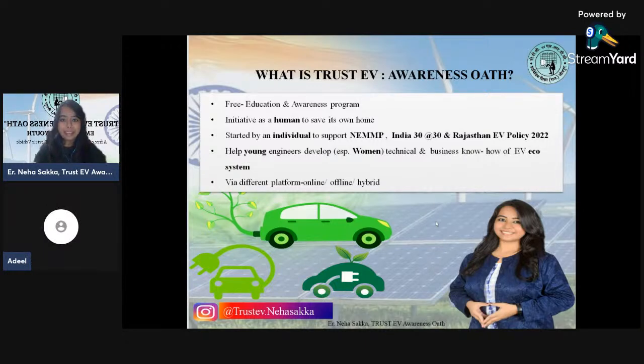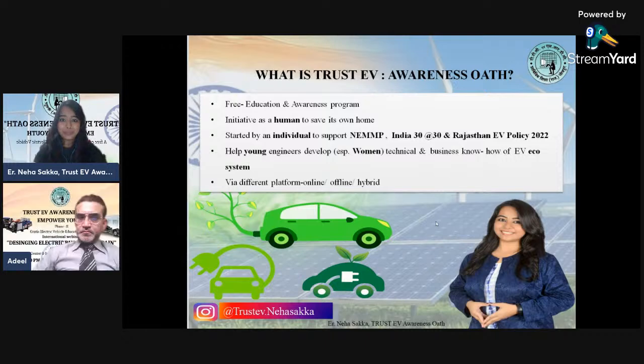The reason behind starting this free awareness program is to promote the adoption of electric vehicles and help India achieve its dream of India 30 at 30, that is, having 30% electric vehicles on the roads by 2030. Also, it is helping Rajasthan EV Policy 2022, which incorporates mass adoption of electric vehicles. This is to help young engineers and especially women adopt the skills of the electric vehicle industry.